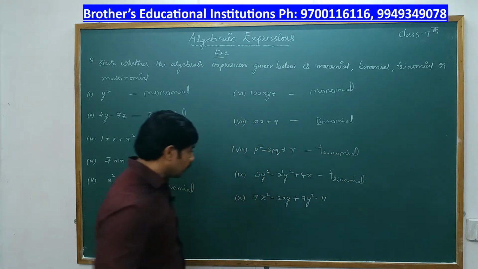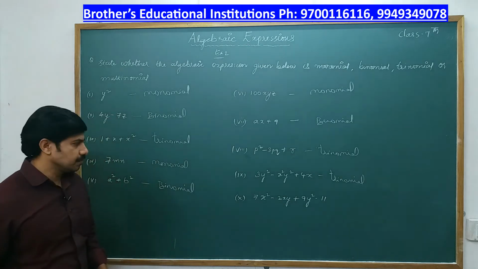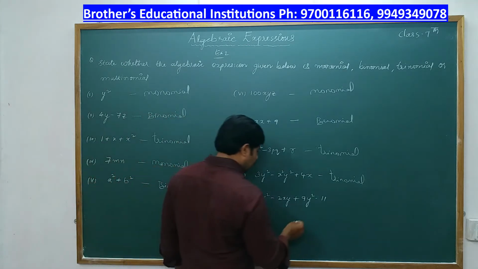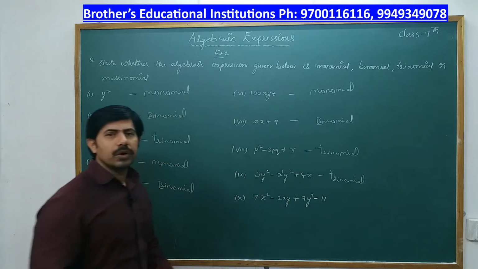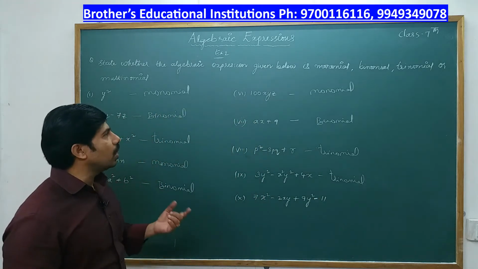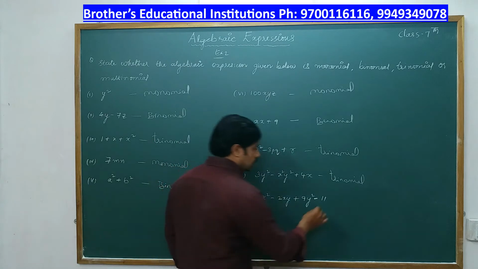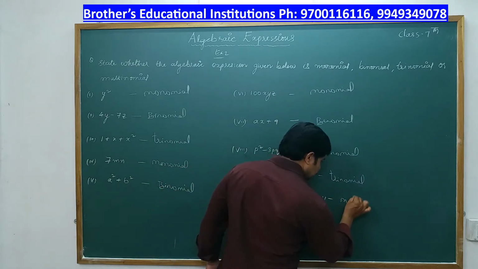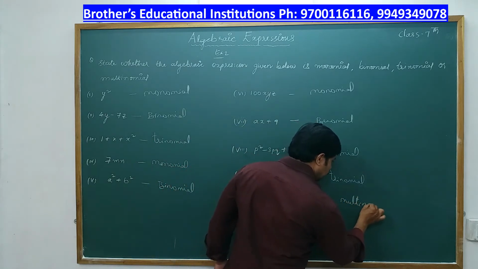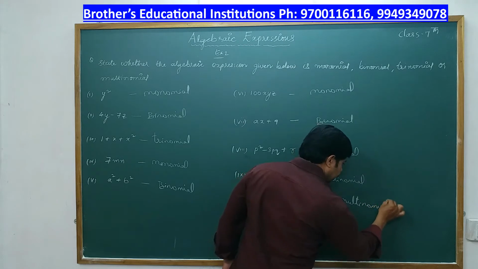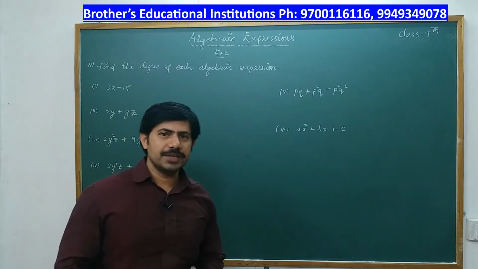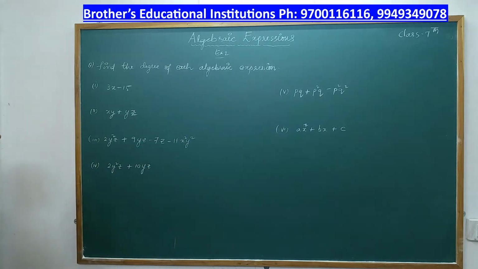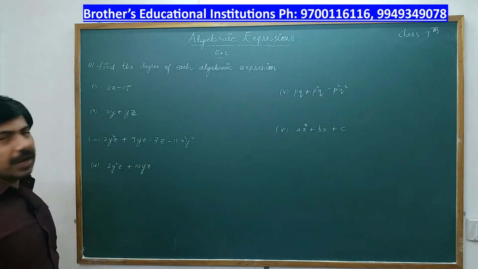And we have more than three terms here. 7x square minus 2xy plus 9y square minus 11. So more than two terms, whatever we have, it is called multinomial. So this is multinomial. Okay, so this is completed. Next problem. Find the degree of each of the algebraic expressions.